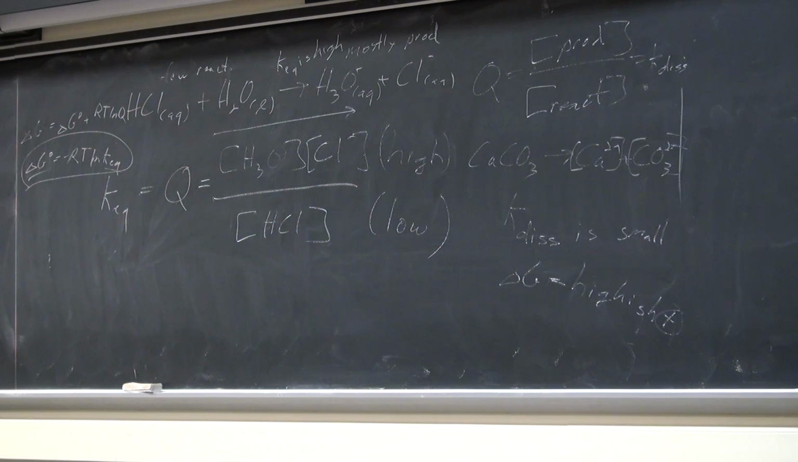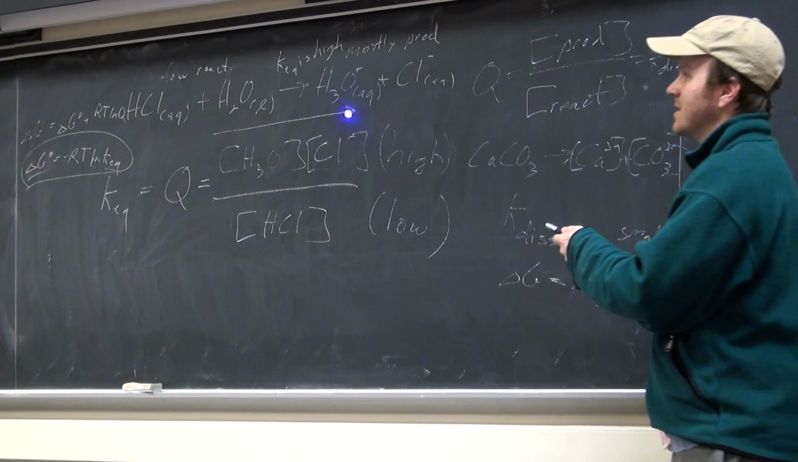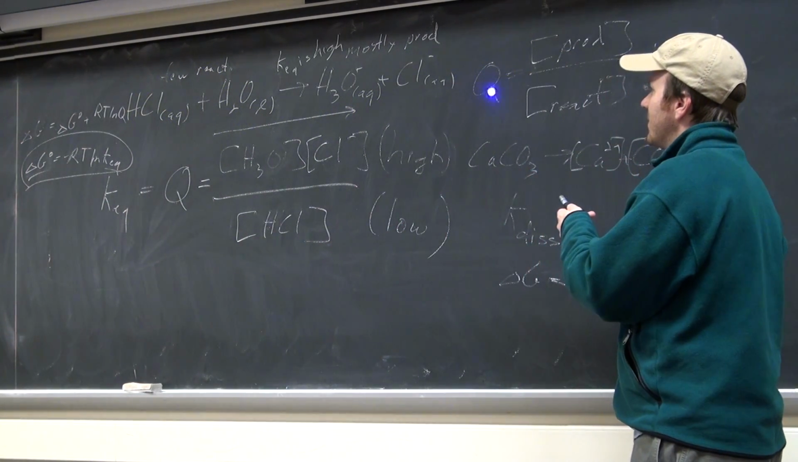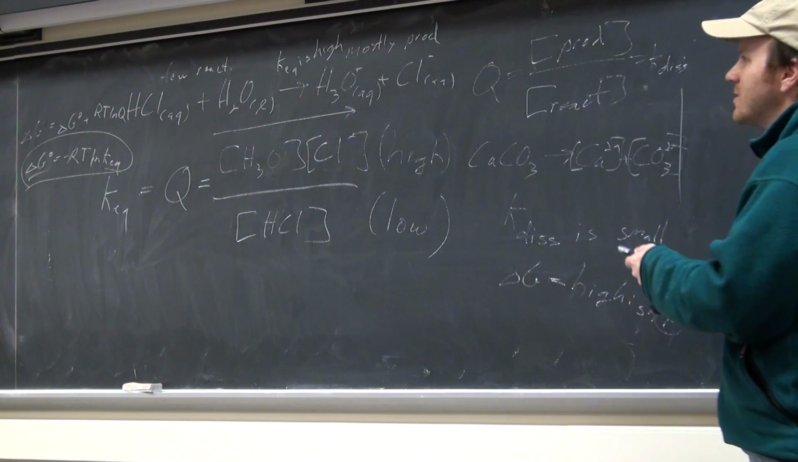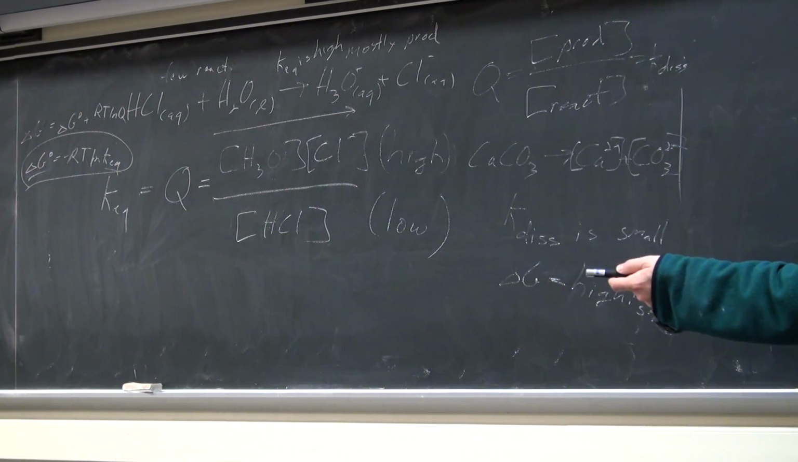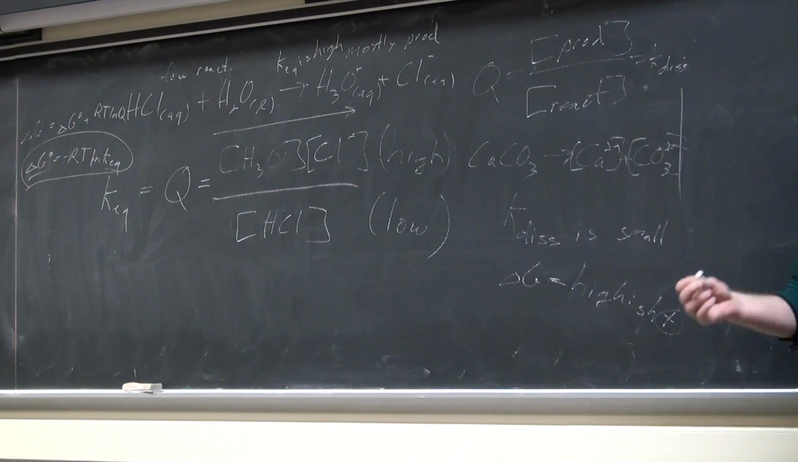So make sure you know how the concentration of products relates to the concentration of reactants through Q. Make sure you know how Q is related to KEQ. And make sure that you can relate KEQ to delta G. That's going to be a very important relationship on this one.